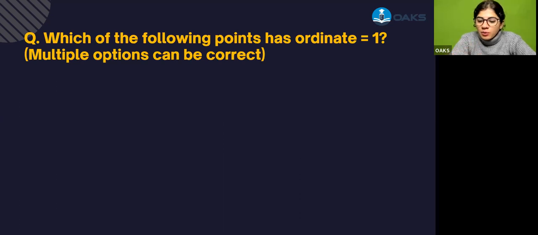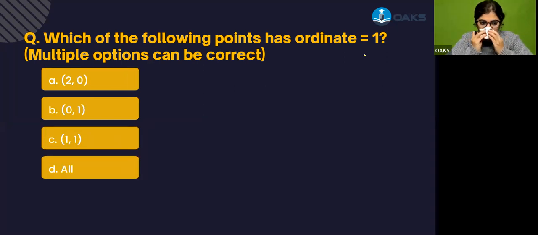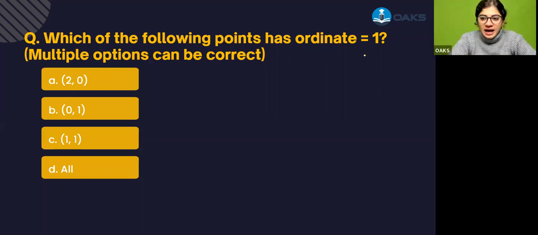Which of the following points has ordinate that is equal to 1, and multiple options can be correct? Okay, not only one option, multiple options can be correct. Now these are your options. If you have any doubt, you can ask me. Okay, do not look at the class. You are saying 4. Okay, school 2 has answered this. You can sit down. From school 1, (1, 1) from girls, kindly stand up.